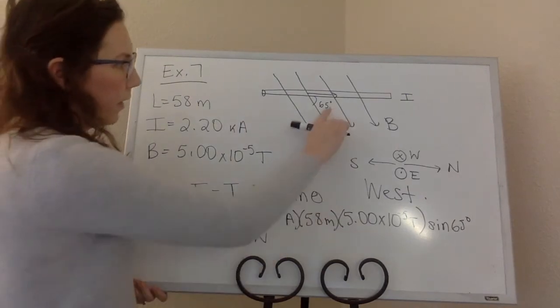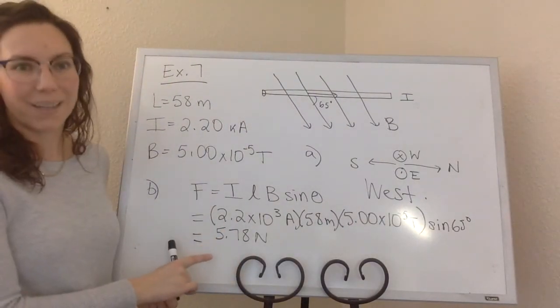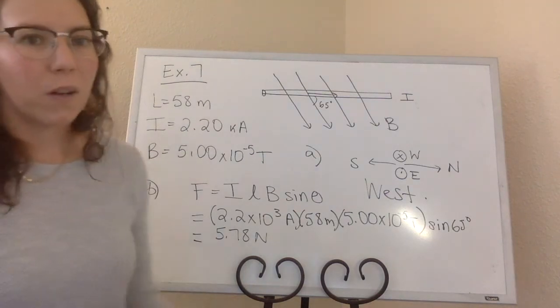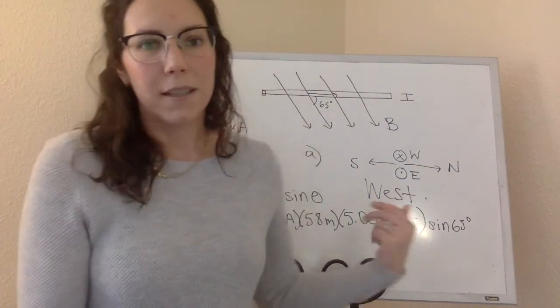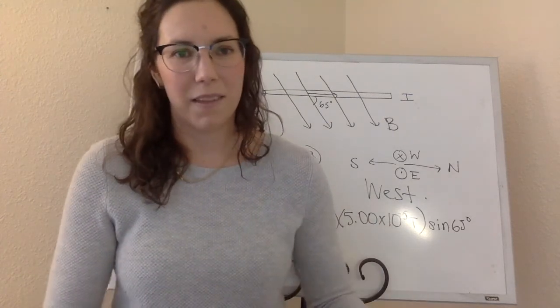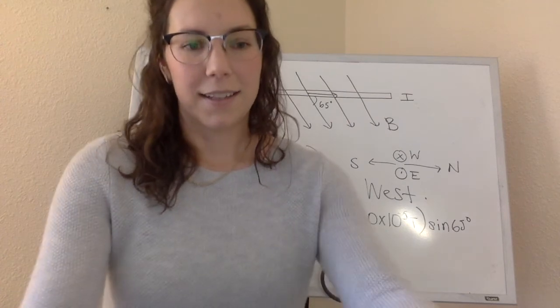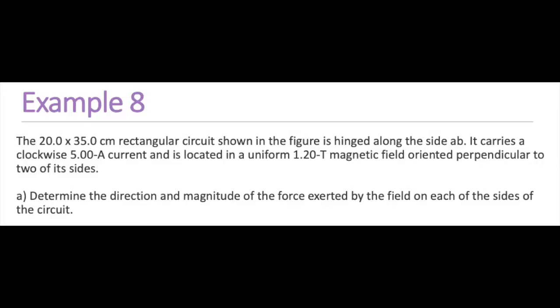And here, if this angle was smaller, then we would end up with a smaller magnetic force on the wire. So overall, that's really it. It would still be west if it was present, but it would be much smaller than the magnetic force on the wire here. Okay, let's look at the next example.